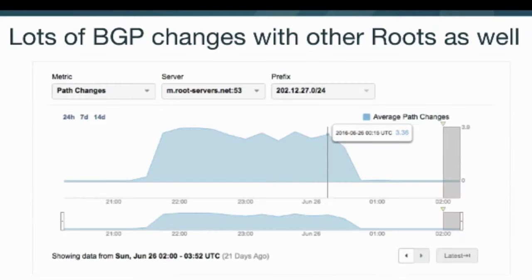And that was pretty consistent with other root operators as well. We saw a lot of other shifts similar to this, where there were route changes going on as they were trying to handle the attack.